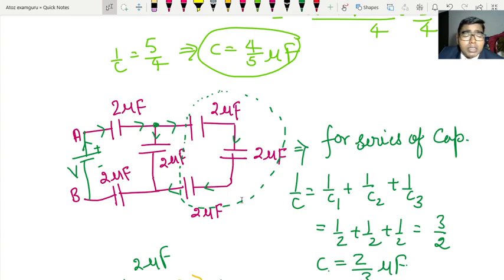In capacitors, in series you will write 1 upon that quantity. In the resistance case, in series, you will simply write the algebraic summation. So keep in mind this difference between capacitance and resistance, and apply the same logic of finding which elements are in series and which are in parallel, and you will solve the question within a fraction of a second without making any mistakes.